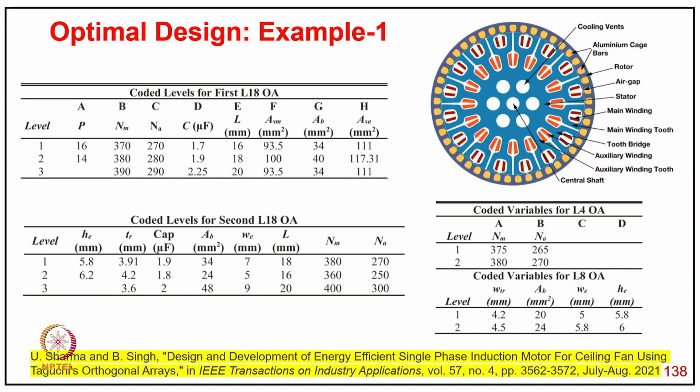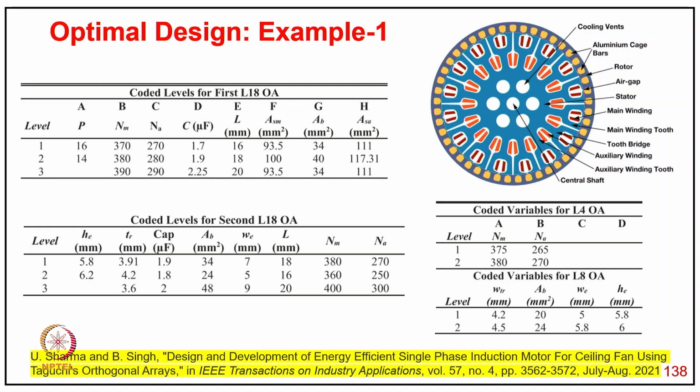So here is an optimal design typically as coded levels of the first L18, with levels 1 to 3, and the variables starting A, B, C, D up to H, as we mentioned: the number of poles, the number of main turns, auxiliary turns, capacitor, of course, and motor. Then stack length, the main winding conductor bar area, and typically the auxiliary winding cross-section area. And similarly coded levels for the second OA, with levels 1, 2, 3, then HE, height of winding, TR, cap, extra value A, B, W, E, L, NM and NA.